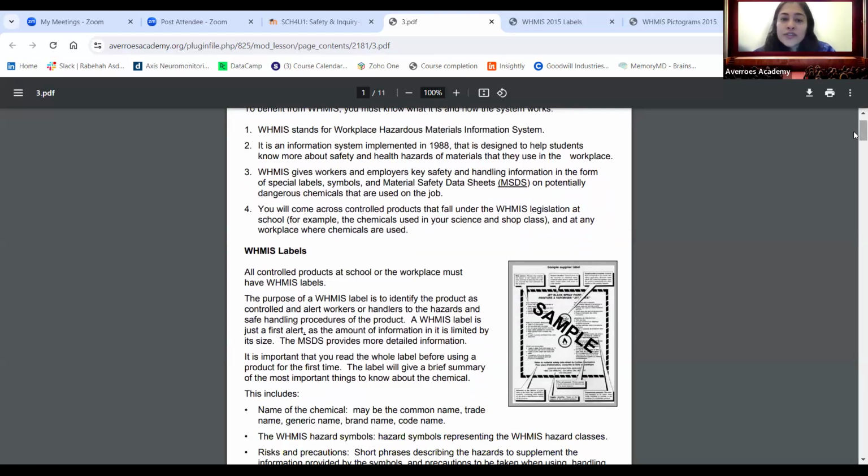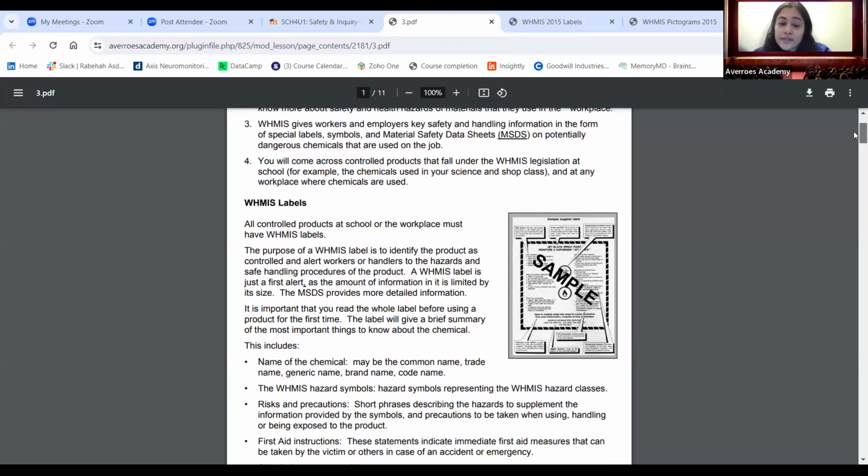So WHMIS gives workers and employers key safety and handling information in the form of special labels, symbols, and material safety data sheets, MSDS, okay, on potentially dangerous chemicals that are used on the job. You will come across controlled products that fall under WHMIS legislation at school, like, for example, chemicals used in your science classes, right? And at any workplace where chemicals are used. Okay, so by law, the employer is supposed to provide you with this. In order for this to be a credible lab, you must have this information for the employees in that lab.